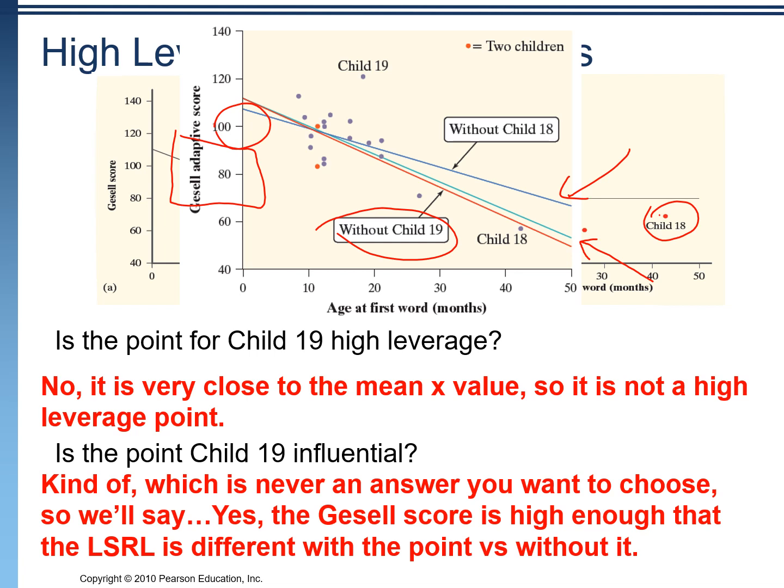So I'm going to write "kind of." That's never a good answer. You never want to say "kind of." So instead we'll say, yes, it is influential. The least squares regression line is different with the point versus without it. Always pick one and explain it, justify it based on your answer.